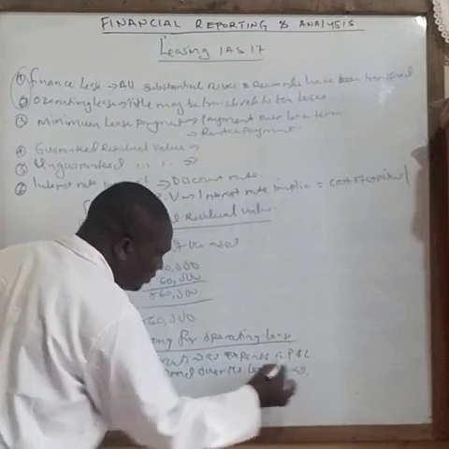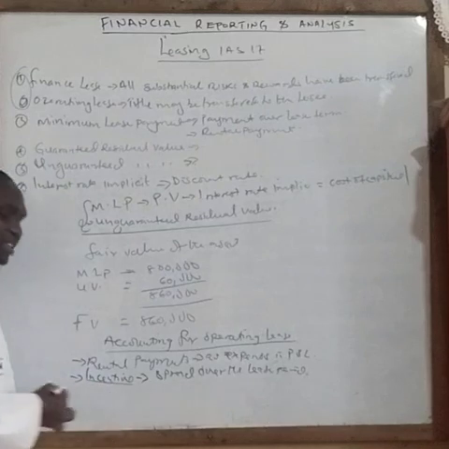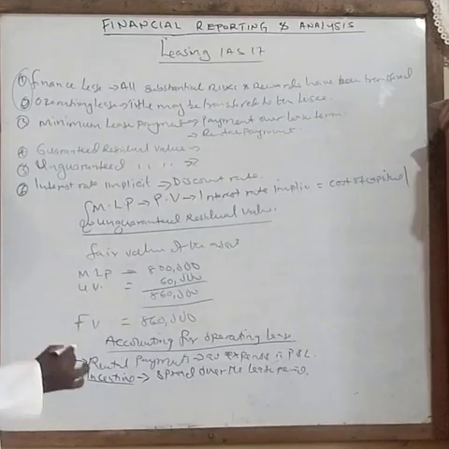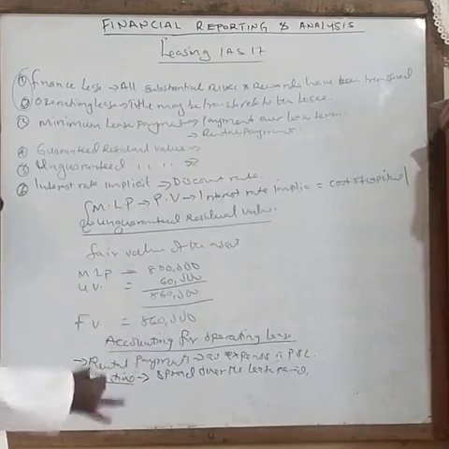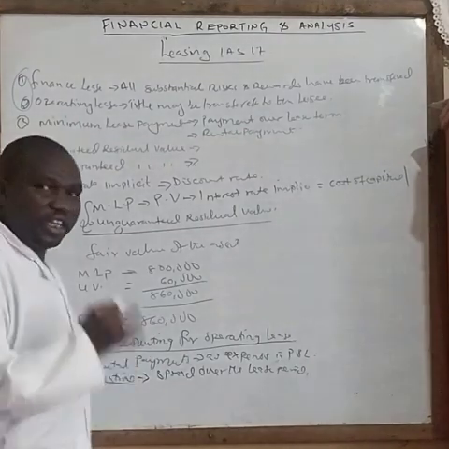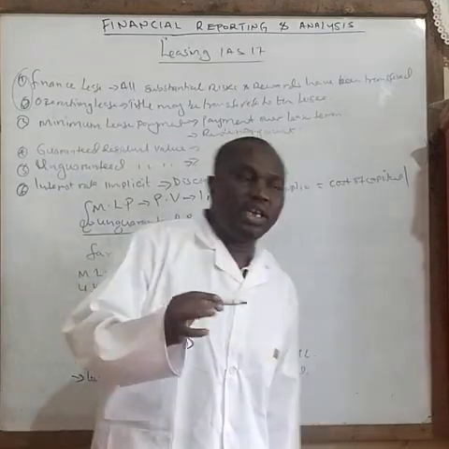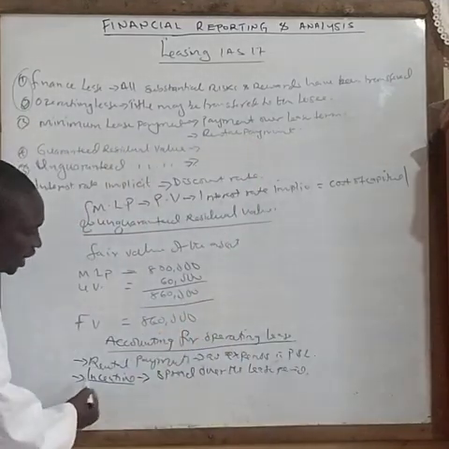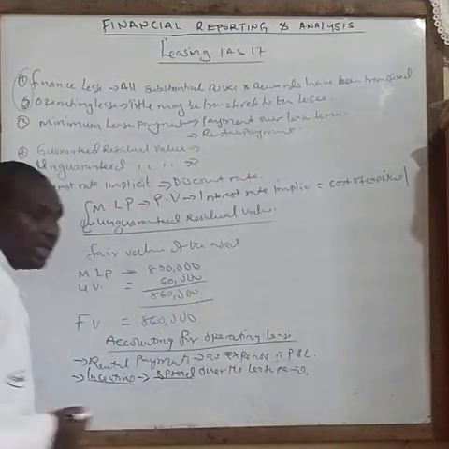Very important point. If there is any incentive given, maybe you have been told you will take a holiday of 2 months or 3 months not paying, how do we account for that in the books of accounts? It is not free. You have to know how to account. Here we are being told that you can only account for that by spreading over the lease payment.